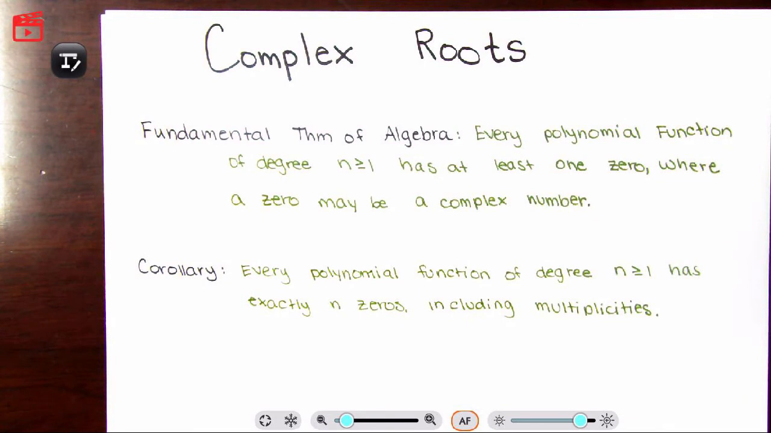In this video, we're going to be talking about complex roots. Complex meaning complicated. They're not going to be pretty numbers. Some of them are not even going to be numbers. So let's go ahead and jump right into it.